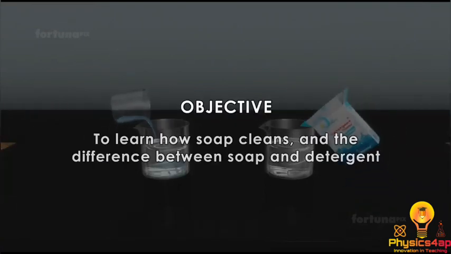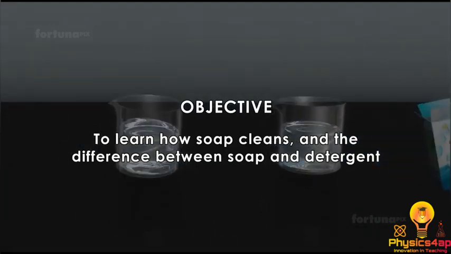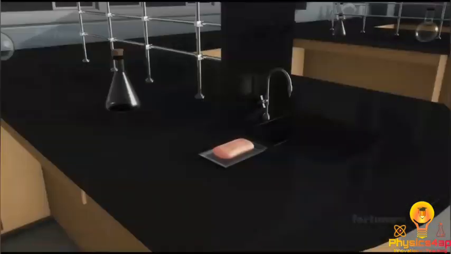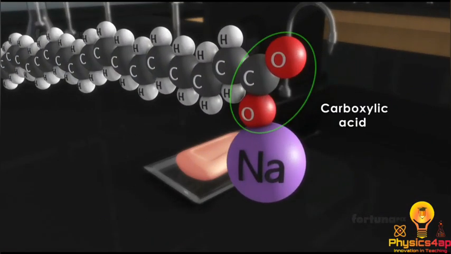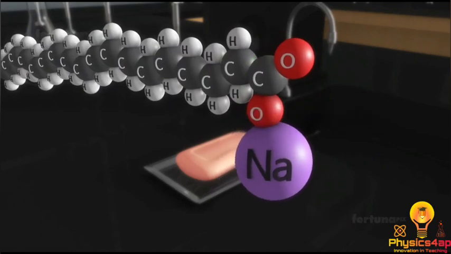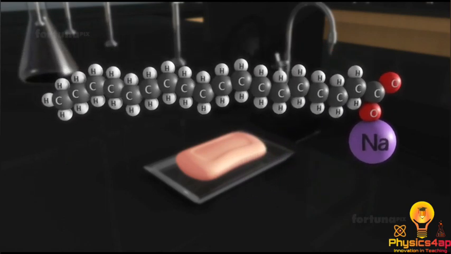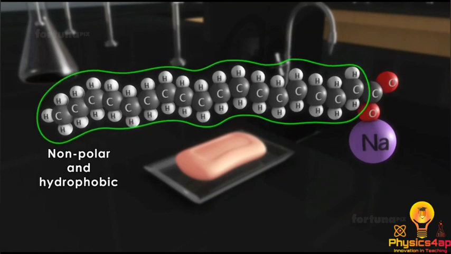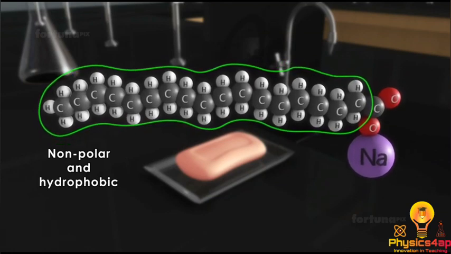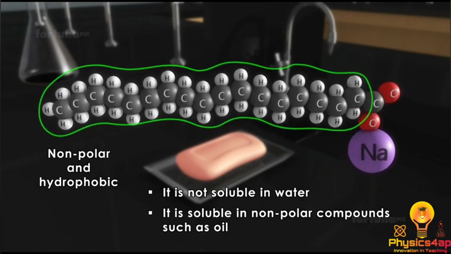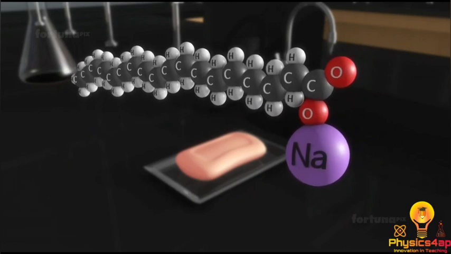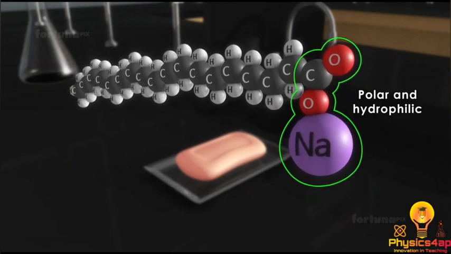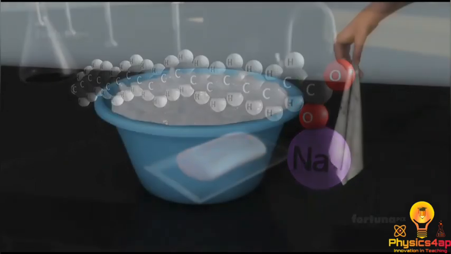In this module, we will learn how soap cleans and the difference between a soap and a detergent. Soap is a molecule made up of a long hydrocarbon chain with a carboxylic acid attached to a sodium ion. The long tail is nonpolar and hydrophobic, not soluble in water, and soluble only in nonpolar compounds such as oil. The head of the chain is polar and hydrophilic, soluble only in water.